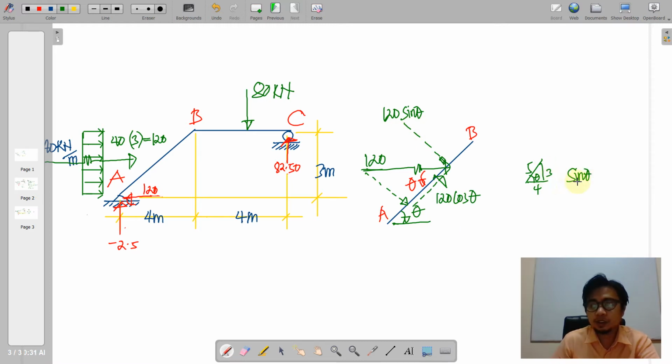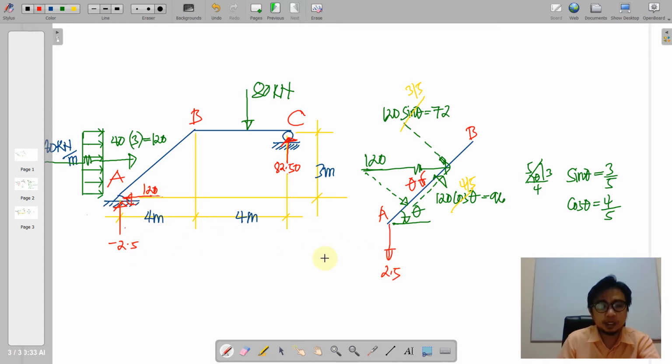So using this slope, sine theta is 3/5 and cosine theta is 4/5, which is placed here, and for the cosine theta. So we have here 72 and 96 for this parallel component. So we place next the pointed loads here at A. Perhaps we can now correct the arrow and the leftwards 120 here.